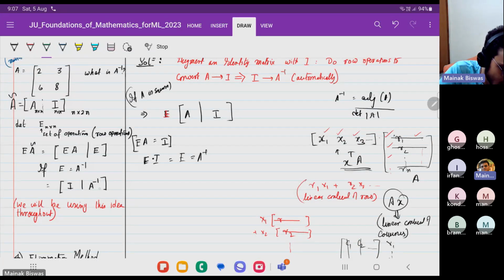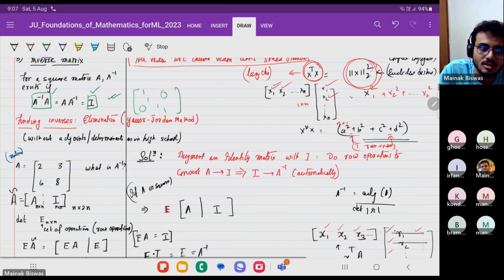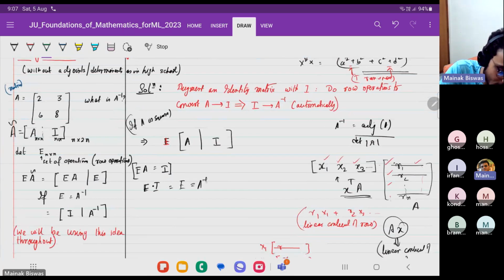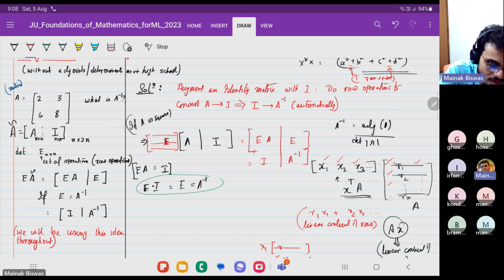Just now we defined A times A inverse is equal to I, right? So E will be equal to A inverse. So do you see that if I take some row operations, E is comprising of rows, right? Like this. If I have some row operation, that is elimination, and if I multiply this, it will be EA augmented with E, and this will become I, and this will become A inverse. Do you agree?